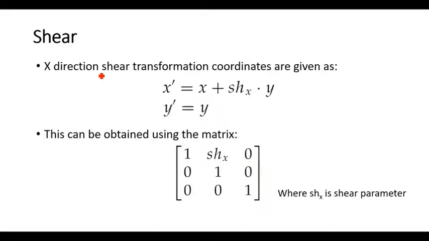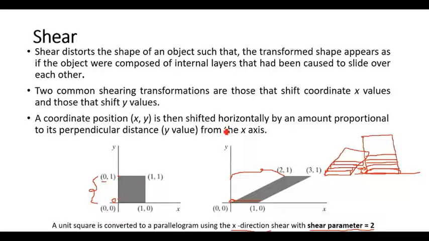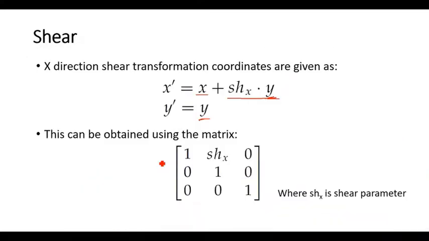Since it's in x direction, the x value is added with the shearing factor times how far that point's y is from the reference line. The reference line that we have taken is y equal to 0, so whatever the y value is, that itself gives us this gap. So we have taken y directly here.